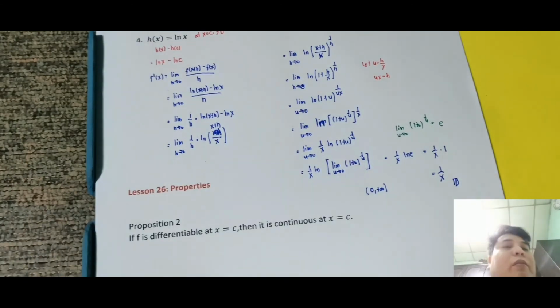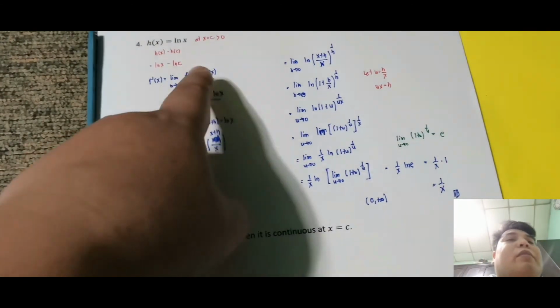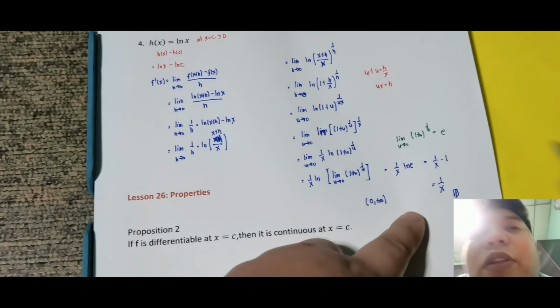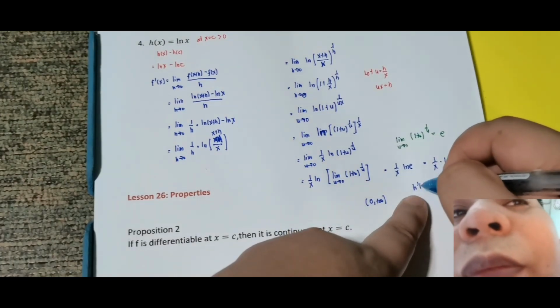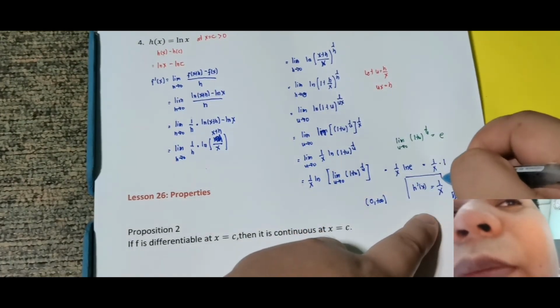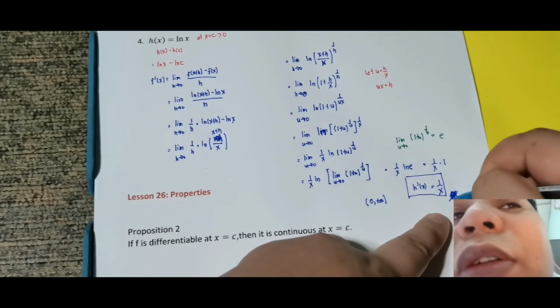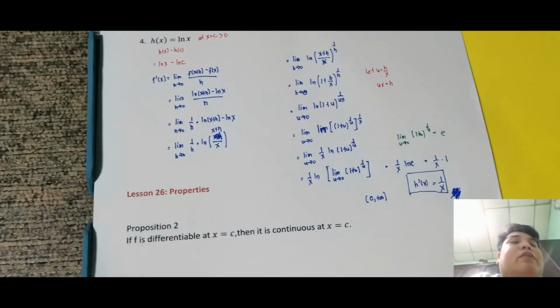So, siya ay differentiable doon. Okay, so tama naman ang derivative ng ln of x natin. Ito yung h prime of x. So, wala palang done symbol. So, disregard yung done symbol, wala yan. Okay, so hoping na naintindihan mo.